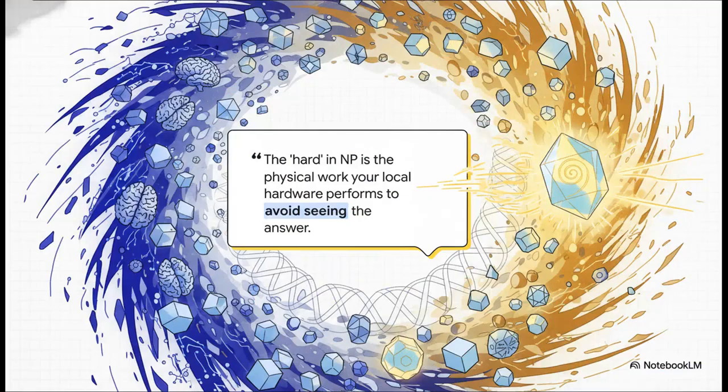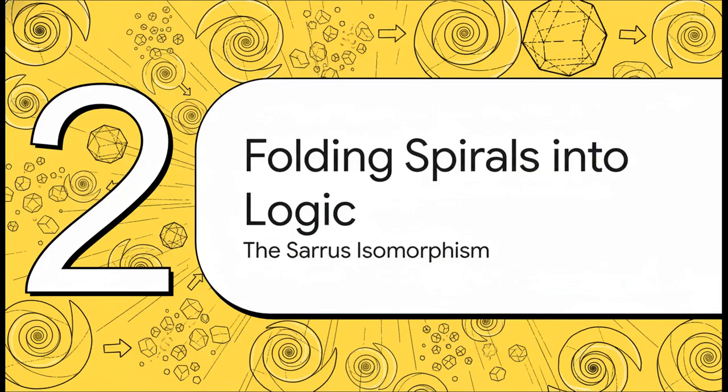And this quote just nails it. The hard part of an NP-hard problem, all that heat and energy your computer burns through while it's thinking, that's literally just the physical work it has to do because it's avoiding, or it's unable to see, the answer that is already sitting right there. The difficulty isn't in the problem, it's the friction created by your own perspective. So if the solution already exists, how do we get to it? What's the actual mechanism that collapses all that perceived randomness into one clean answer?